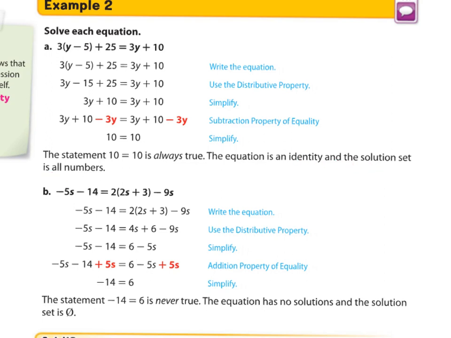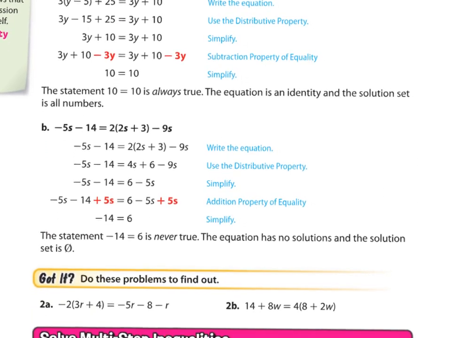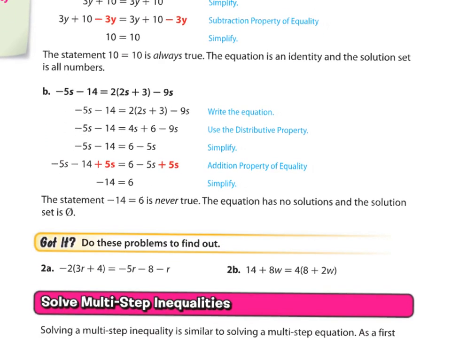So, identity. And then for b, we have null, which means when we solve the equation, you'll see that we have to get rid of the negative 5s, and on this side negative 5s. And once we do that, you'll notice that negative 14 equals 6. No, that's not true. Negative 14 does not equal 6. Because it does not equal 6, it will never do that. We have no solution, and the solution set is null. Okay, so those are the two scenarios when it would happen.